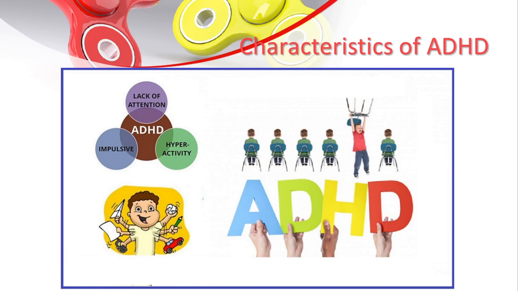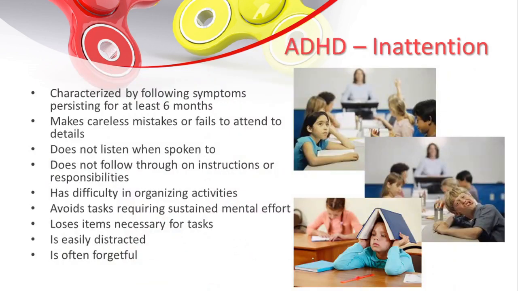The different symptoms of ADHD can be broadly categorized into two heads: inattention, or lack of attention, and hyperactivity or impulsivity. Inattention is characterized by the following symptoms, which can persist for at least 6 months. Children with ADHD are inattentive, make careless mistakes and fail to attend to details. If they are given a task, they will make mistakes because of their carelessness.